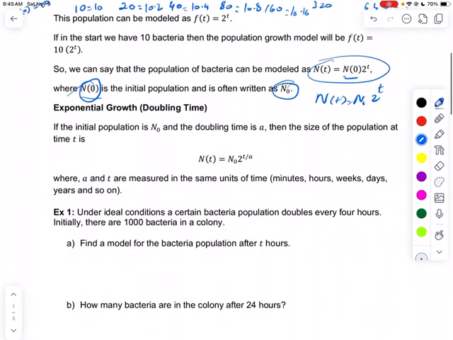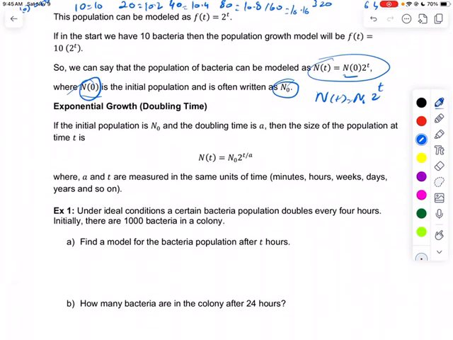Okay, so exponential growth, doubling time. Now you don't have to memorize this formula. You should be able to find out whatever is required in the given situation. In this case, it says if the initial population is n sub 0 and the doubling time is a, then the size of the population at time t is this. So if you know the doubling time, and if you know that it's a bacteria population, then you will get it, because a bacterium divides into 2.